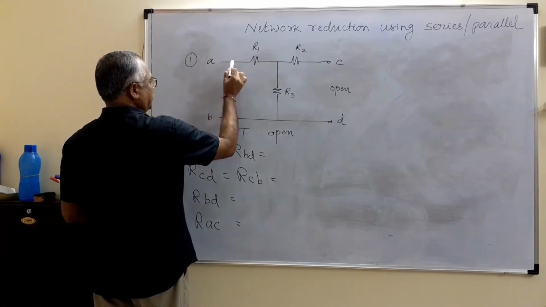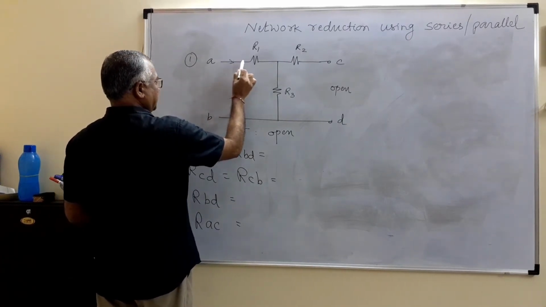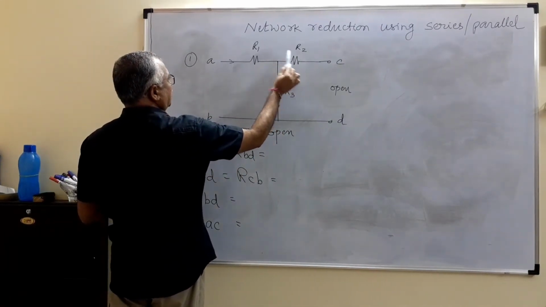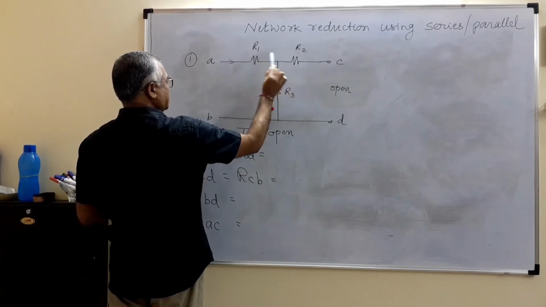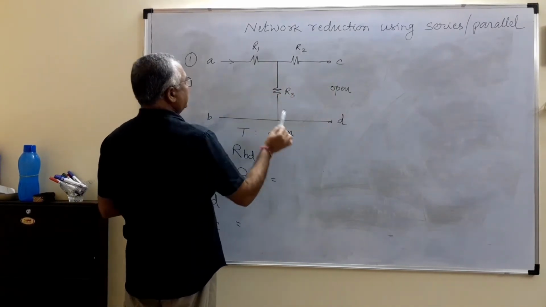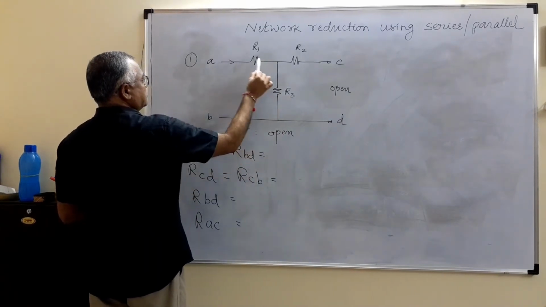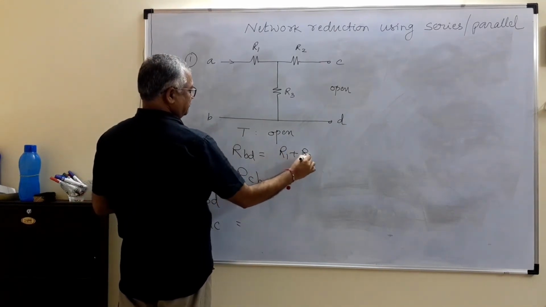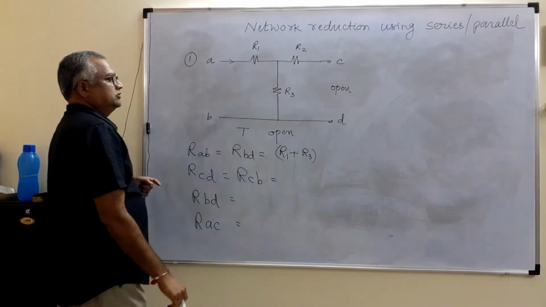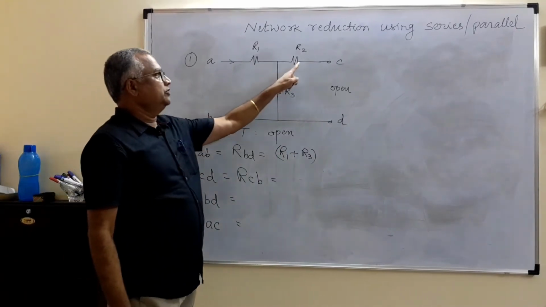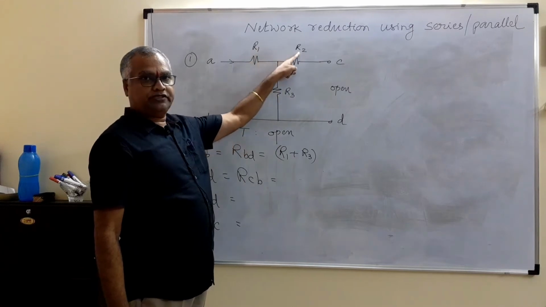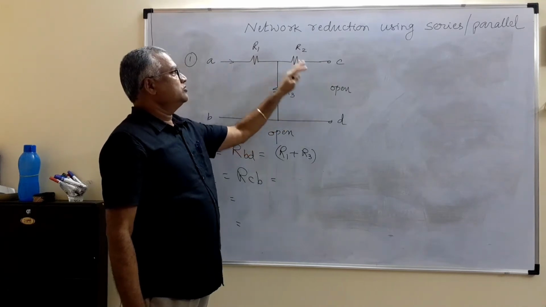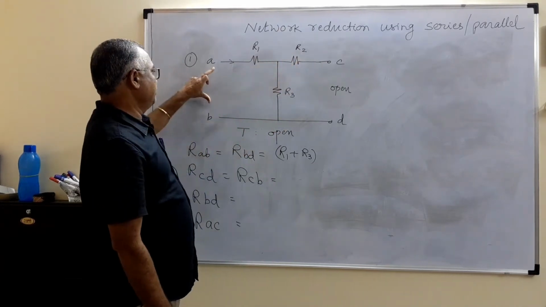Imagine you are entering from A, then come to B. R1 and R2 are not connected electrically, physically connected but electrically not connected because CD is open. Then R1, R3, how are they connected? Series, same current flowing. So the answer is R1 plus R3. These two are not parallel, these two are not series. R2 is physically connected, electrically not connected because of the open, so we ignore R2. We are looking for RAB.